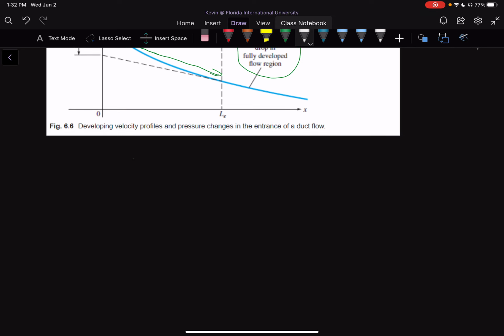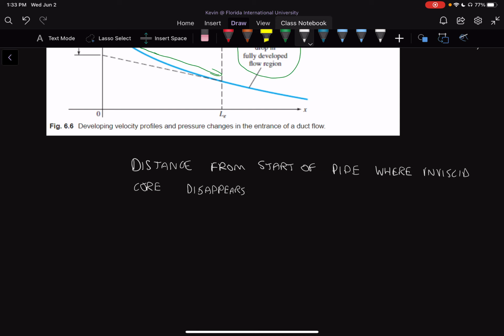So we can say that the distance from the start of the pipe where the inviscid core disappears and boundary layers merge.